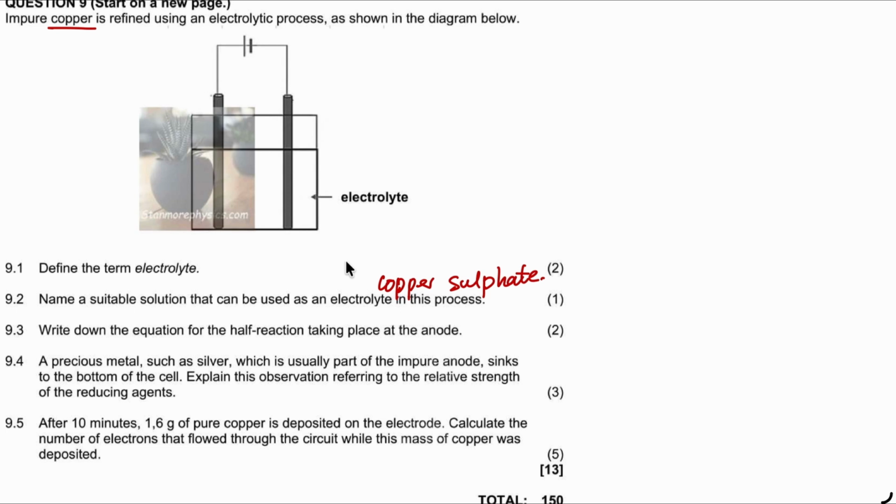Question 9.3, write down the equation for the half reaction taking place at the anode. Now at the anode, during the refining of impure copper, that's where you're going to find oxidation taking place. So we're going to have copper, Cu, oxidizing to Cu2+ plus 2 electrons. Question 9.4, a precious metal such as silver, which is usually part of the impure anode, sinks to the bottom of the cell. Explain this observation referring to the relative strength of the reducing agents.